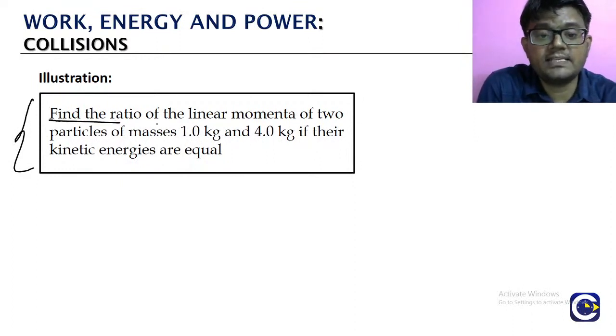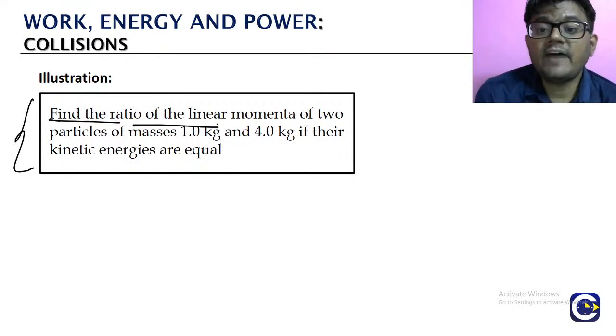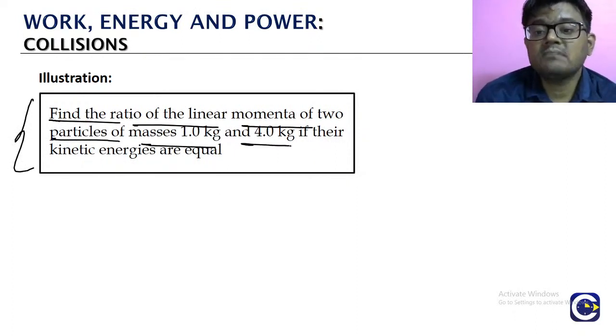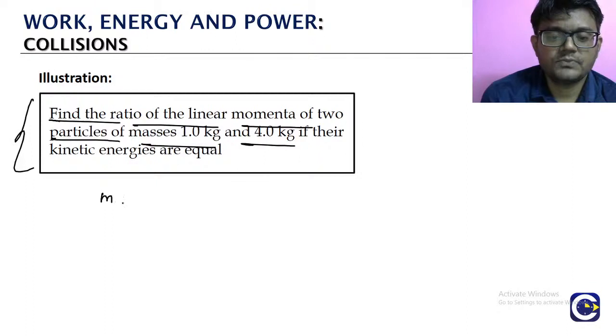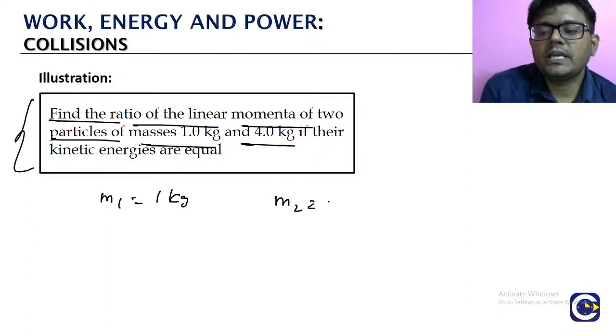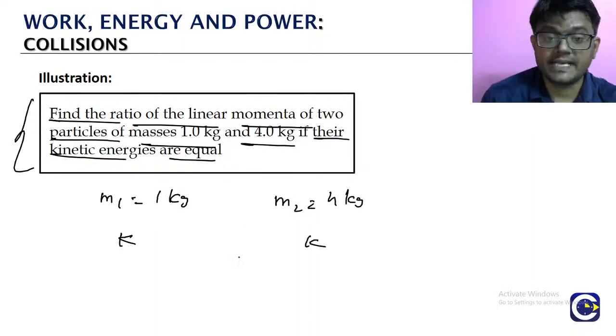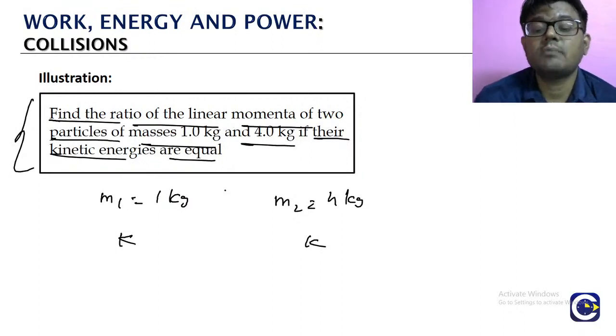We'll start discussing about the actual collisions from the next class. But before that, let us just solve this now. Find the ratio of linear momenta of two particles having mass 1 and 4. So m1 is what? 1 kg. m2 is what? 4 kg. If their kinetic energies are equal, means both have the same kinetic energy. We have to find the ratio of the linear momenta.